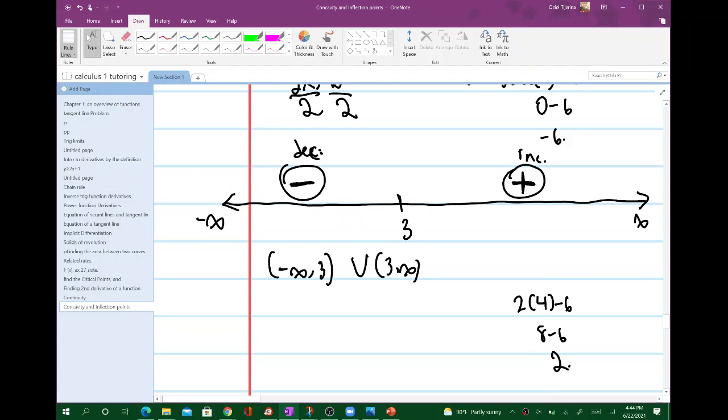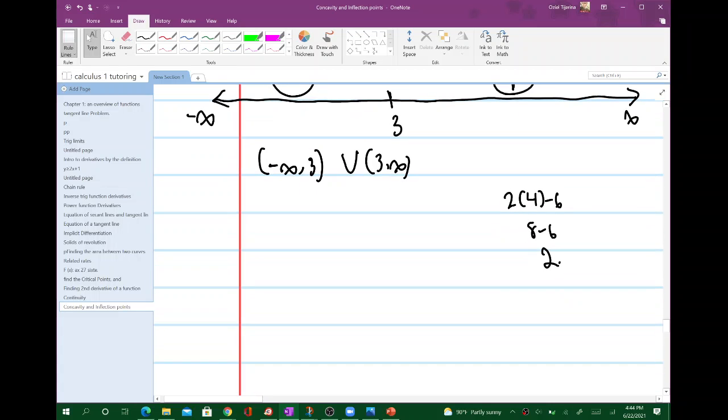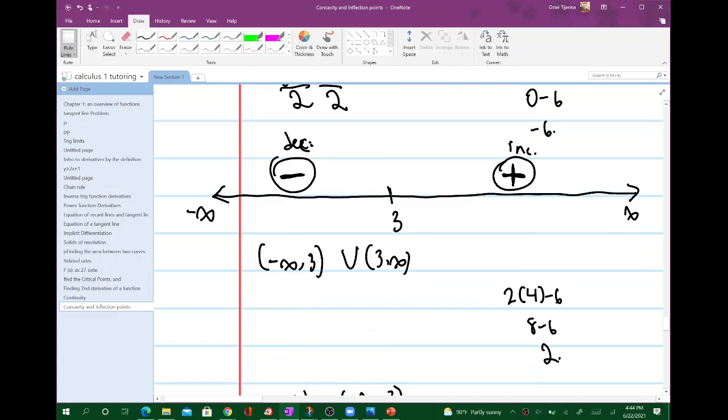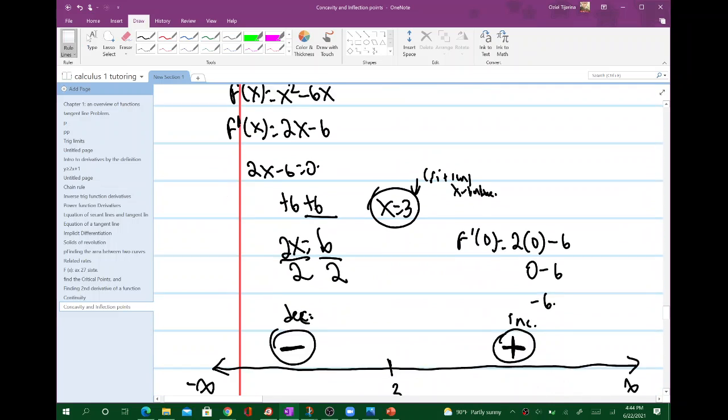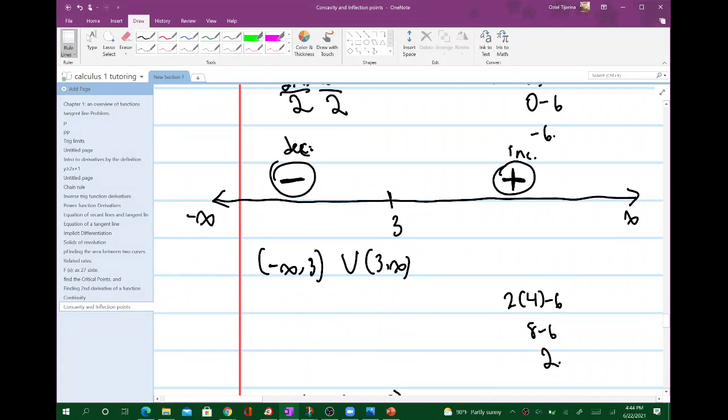So basically the way that you would say it is f of x is decreasing from negative infinity to 3, and then increasing from 3 to infinity. That's for the first part. The second part says, find the local minima and maxima of f, okay?